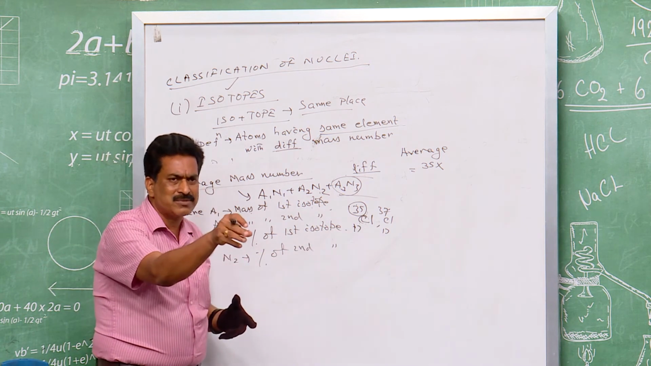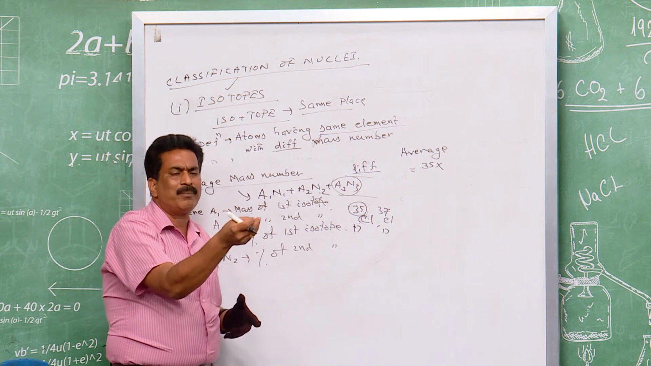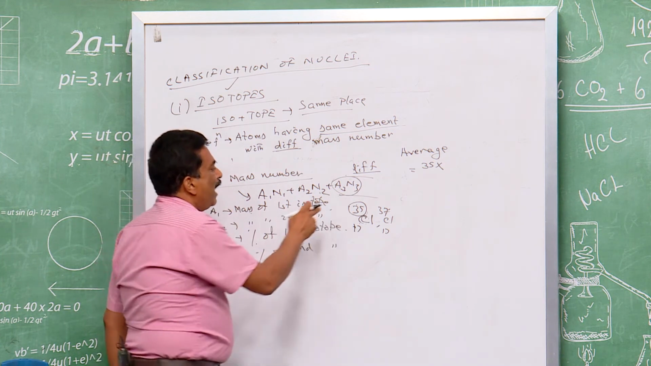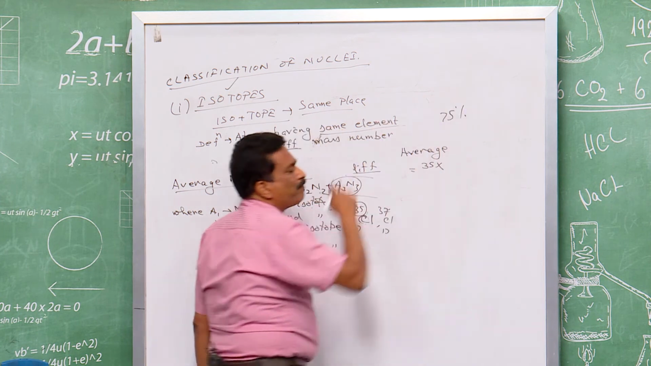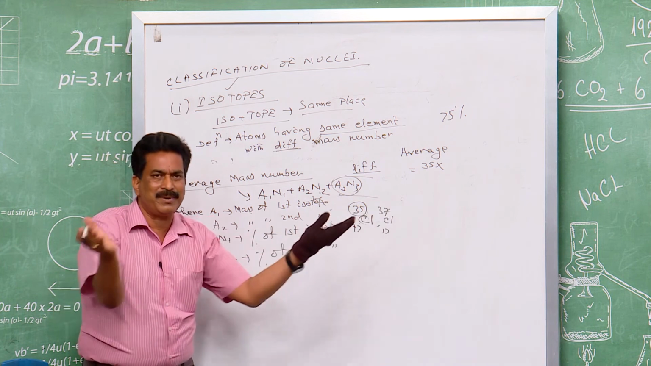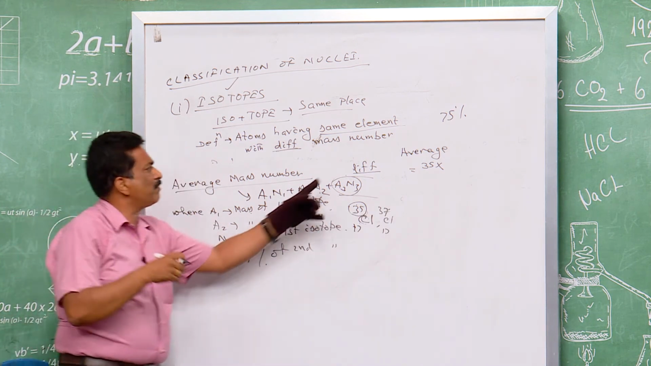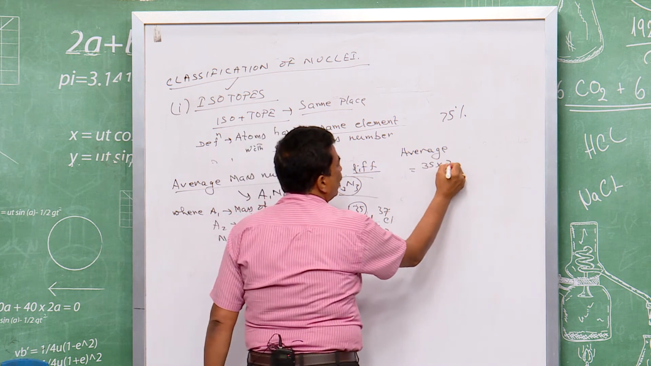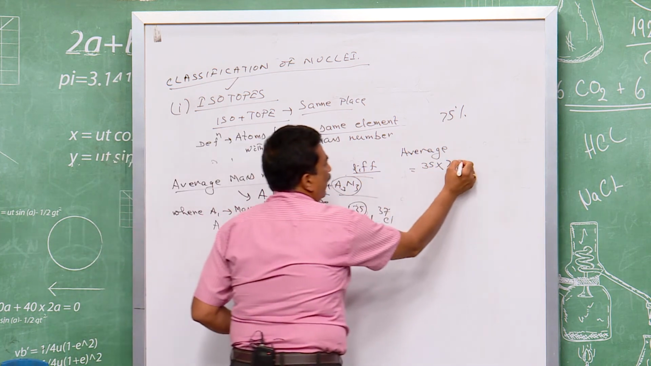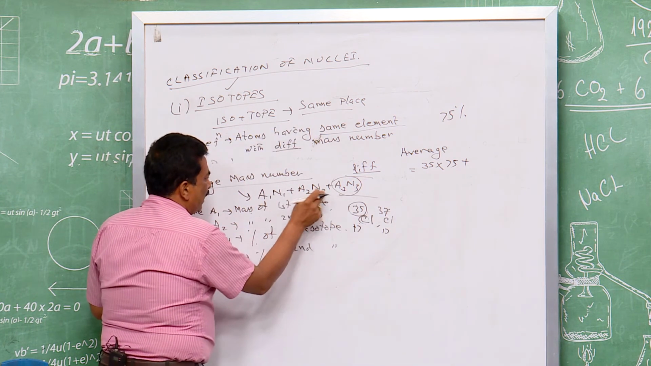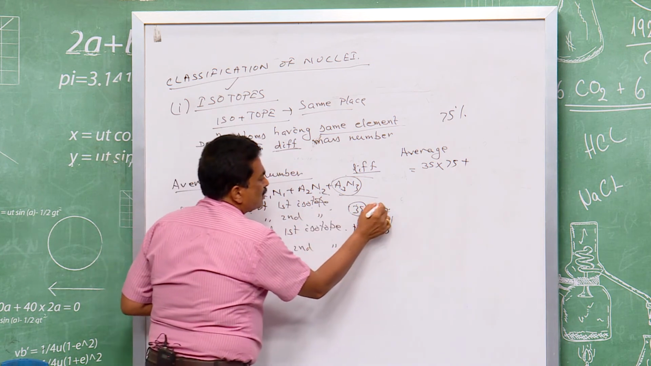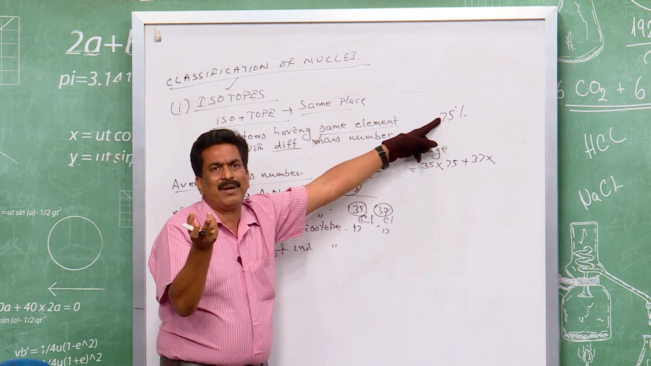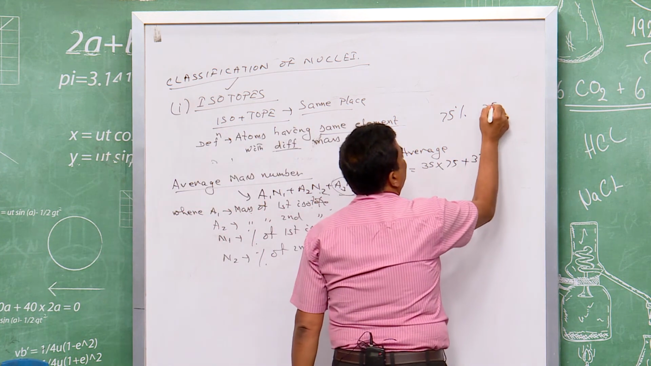That means if you take out chlorine atoms, the number of chlorines you will find with mass number 35 is observed to be 75%. Suppose chlorine 35 and chlorine 37 are there. If you take out chlorine, the chance of finding chlorine 35 is the maximum, that is 75% of the chlorines. And for the next one, A2 N2, A2 is the mass of the second isotope, which is 37, into its percentage. If one is 75, the next one must be 25%.